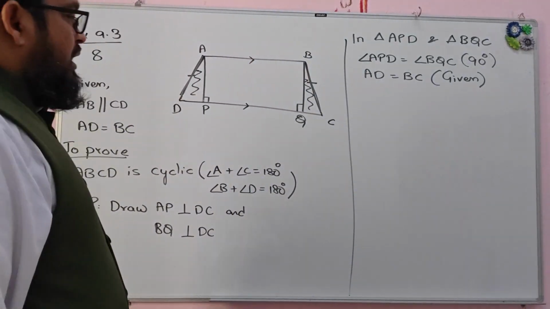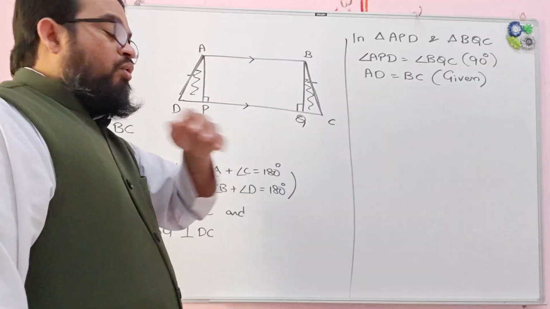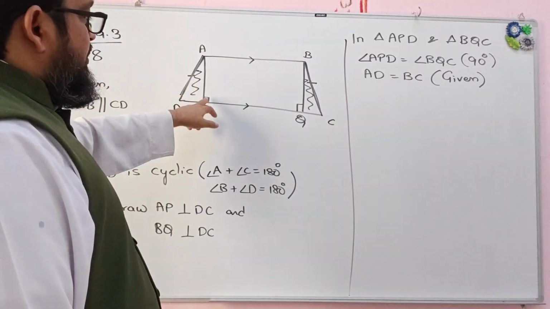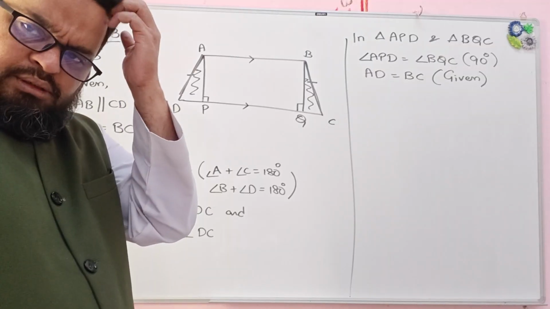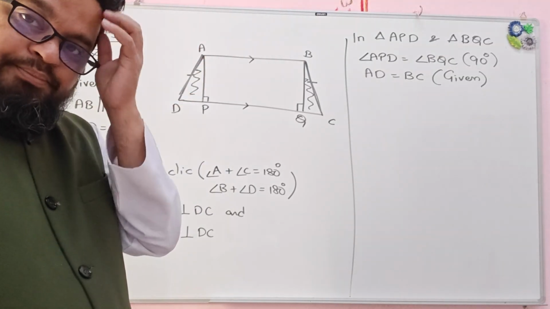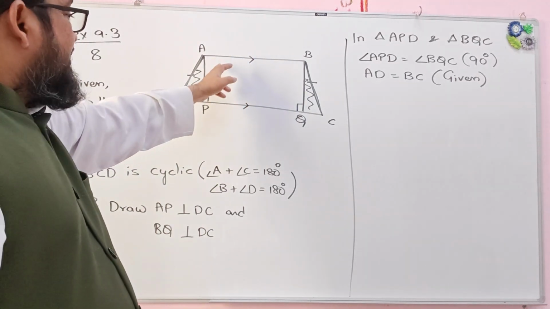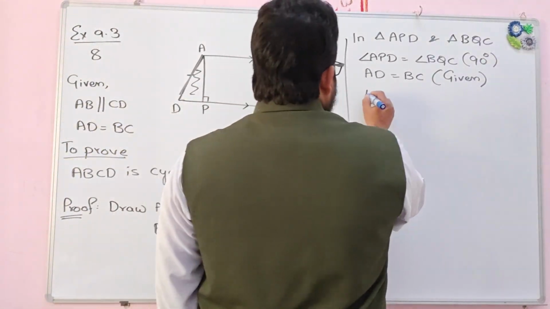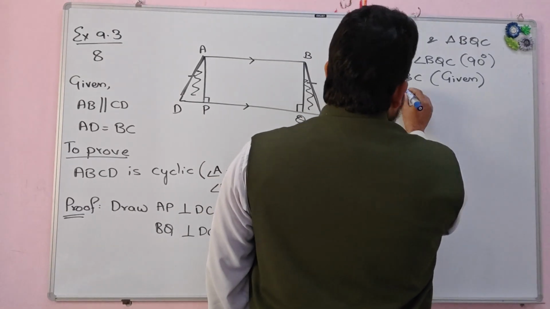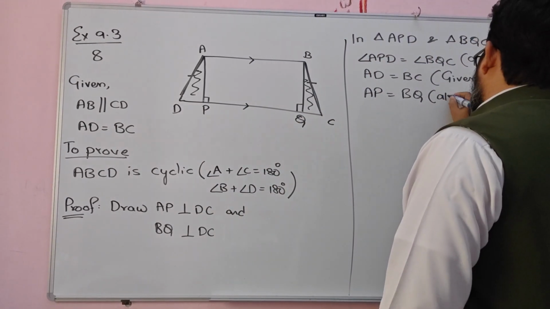After that, what are equal? We don't know about DP and CQ. So what is the next side left out? AP and BQ, are they equal? Yes, they are equal. Why? Because they are altitudes. Altitudes mean the distance between two parallel sides is the same. So therefore AP is equal to BQ because altitudes are same.